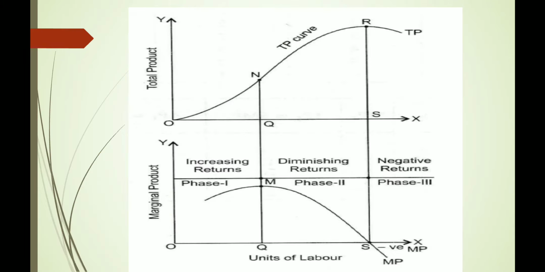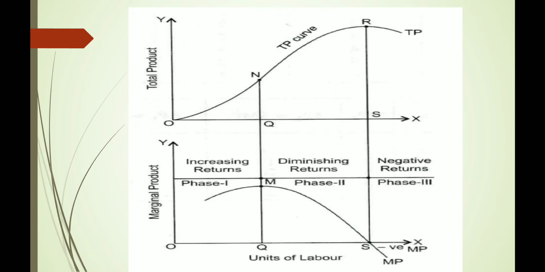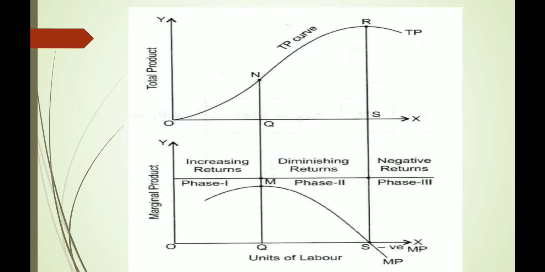This is the diagram showing the law of variable proportions. Stage 1, stage of increasing returns. When total product increases at an increasing rate, marginal product rises. In this stage, the total product curve is increasing at an increasing rate. The marginal product curve rises and reaches a maximum. The first phase is up to point N in the diagram. Till that point, the TP curve is convex.